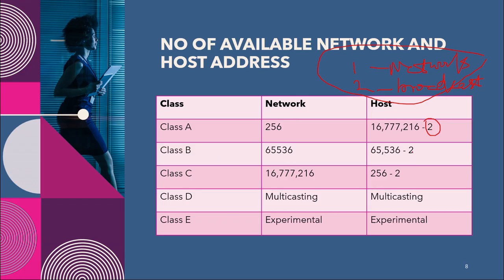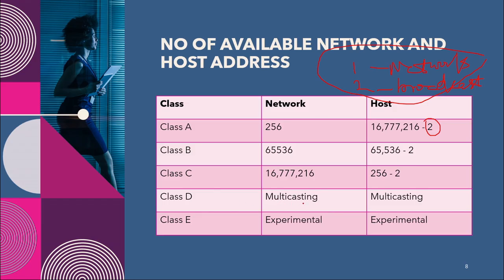Then the number of hosts that we can have in class B IP addressing is 65,536 - 2, which is approximately 65,534 IP addresses. Class C, the same thing, 16 million. Class with the host is 256 - 2, which is 254, like I said earlier. Then the class D is used mainly for multicasting.